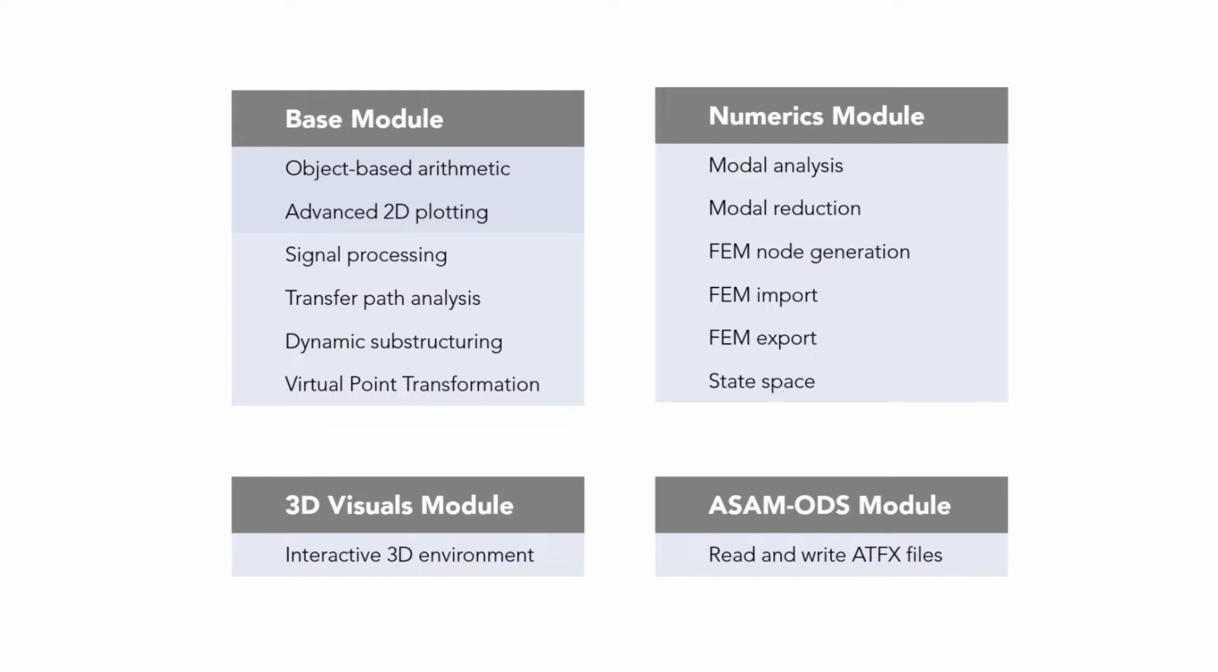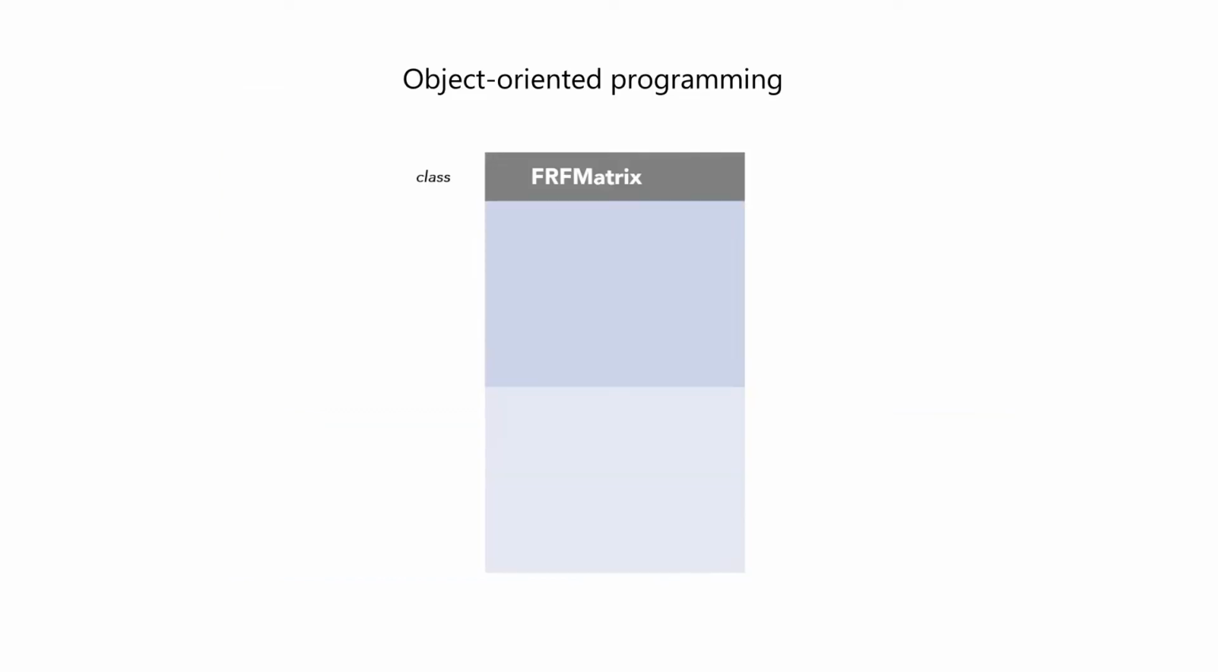But how do all these modules actually work? Well, the toolbox uses object-oriented programming. This means we have classes of data, things like FRF matrices and time series. For the FRF matrix, we have fields like data, coherence, and so on, that are all properties of the FRF matrix class. We also have things we want to do to those FRF matrices, like calculating a CMIF or inverting the matrix. And these are all the methods that can be applied to this class.